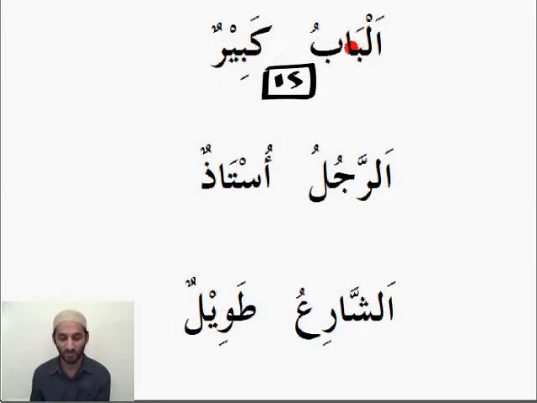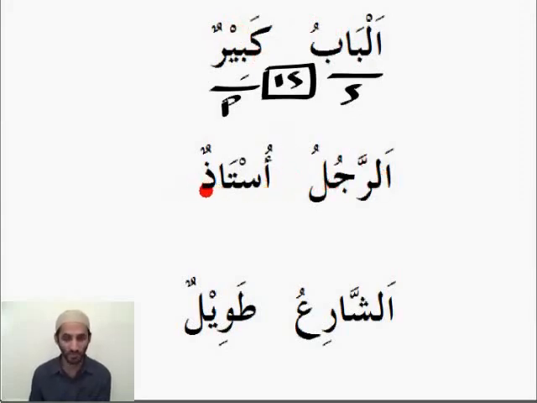But the point to recognize at this point is that we have the first part of the nominal sentence, the subject, which is definite, al-babu, and the second part, which is the predicate or the khabar, which is indefinite. Al-babu kabirun, the door is big. Alright, let's look at the next example.